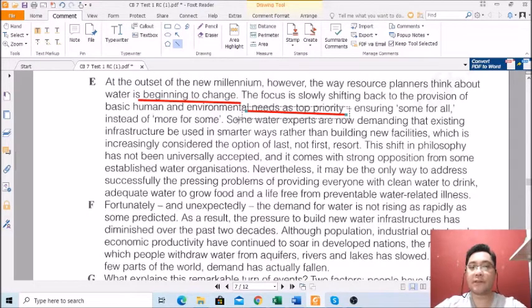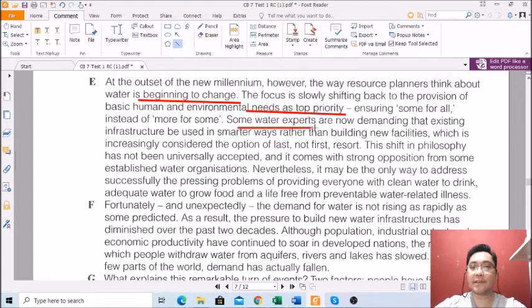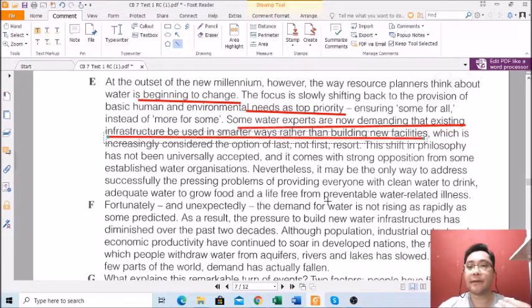Ensuring some for all instead of more for some, water experts are now demanding. So in here we can say that water experts are now demanding that the existing infrastructure be used in a smarter way than building the new facility. So there is a shift of the way people begin to think, and it started by the water experts, which in this case are all scientists.